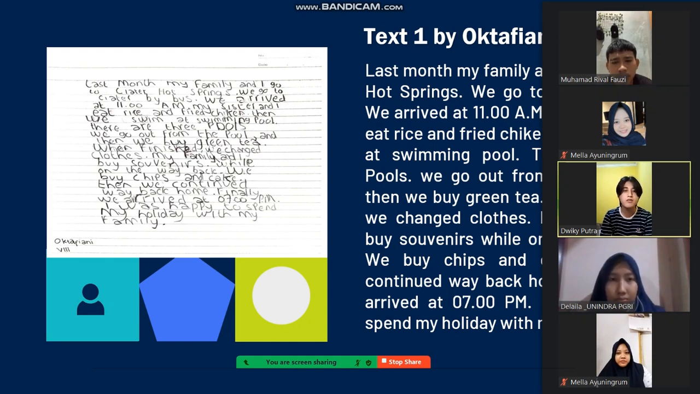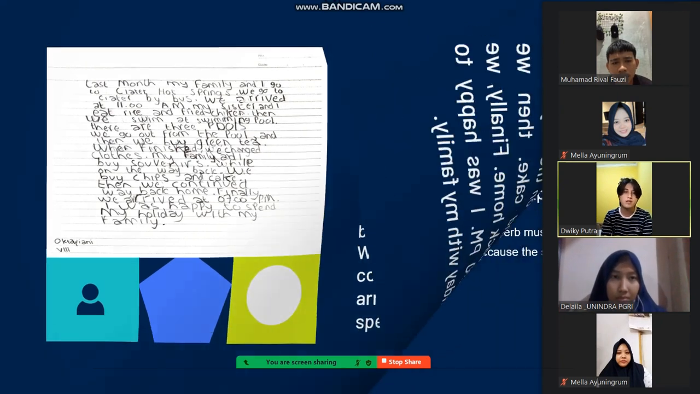We go out from the pool. And then we buy green tea. When finish it, we change clothes. My family and I buy souvenirs while on the way back. We buy chips and cake. Then we continue way back home. Finally, we arrive at 7 p.m. I was happy to spend my holiday with my family.